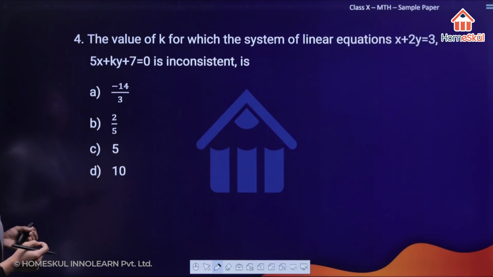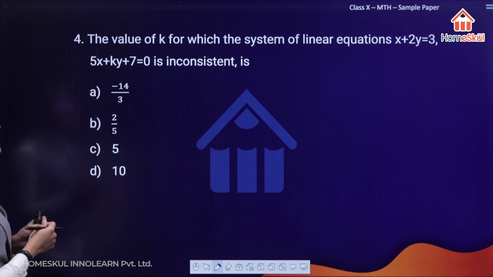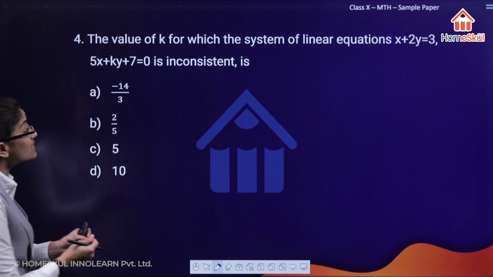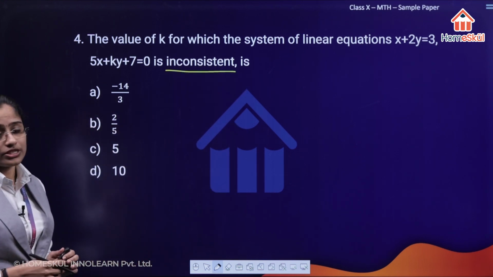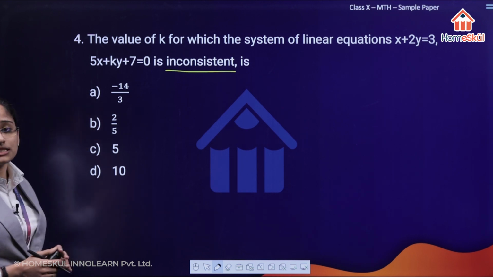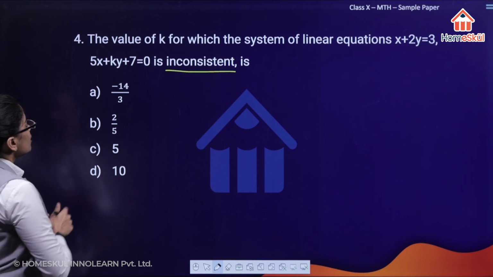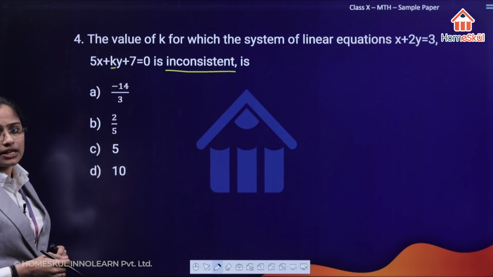Fourth question: the value of k for which the system of linear equations x plus 2y is equal to 3 and 5x plus ky plus 7 is equal to 0 is inconsistent. Here, we are having a pair of linear equations in two variables, and it is given that those are an inconsistent pair of linear equations. We need to find out the value of k.